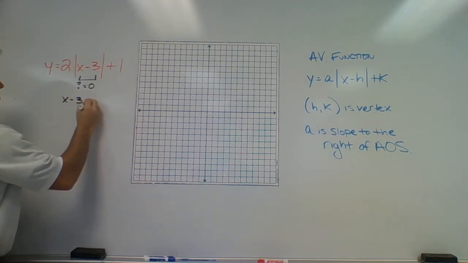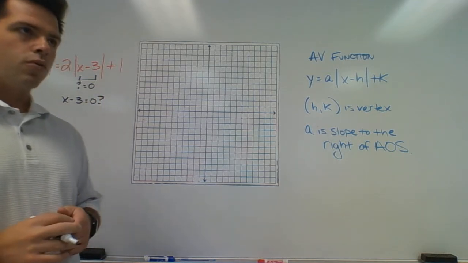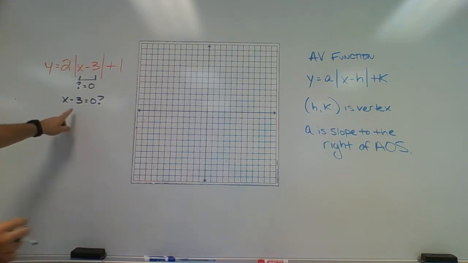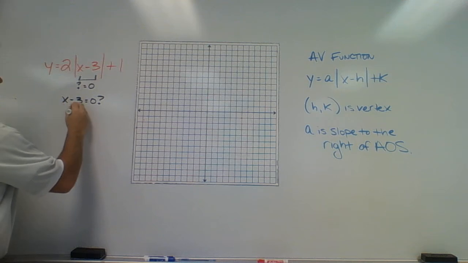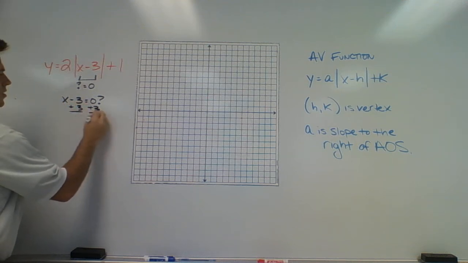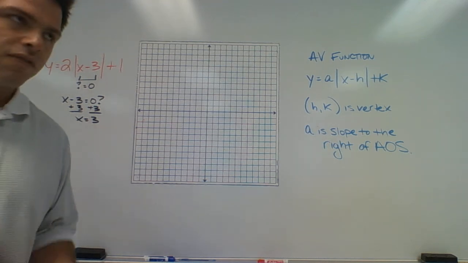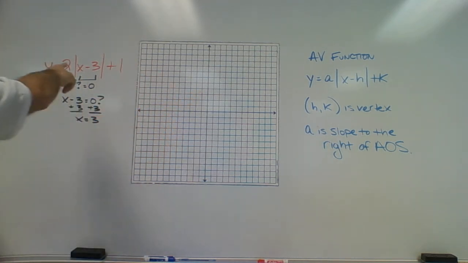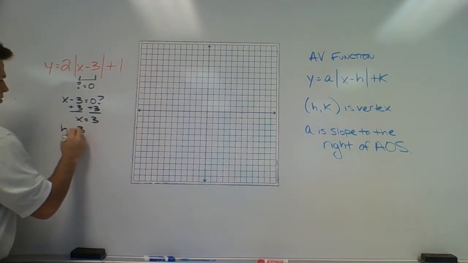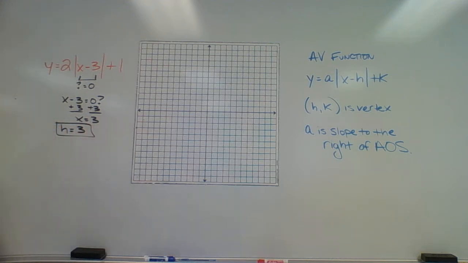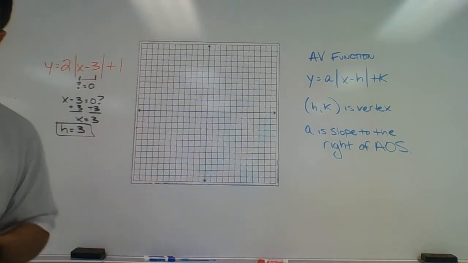x minus 3 is equal to 0. What value of x could we plug into this equation to give us the answer of 0? Hopefully we all understand from Algebra 1 we would add 3 to both sides, and we get x is equal to 3. For us, in that function up here, that means h is going to also be equal to 3. That's probably the hardest one to take from that function and figure out.